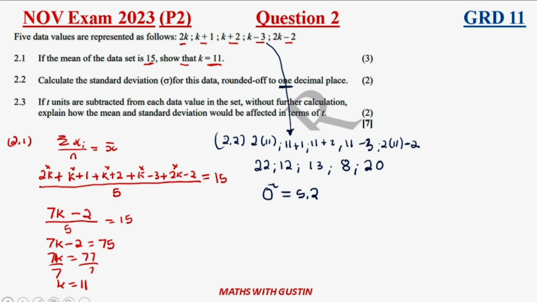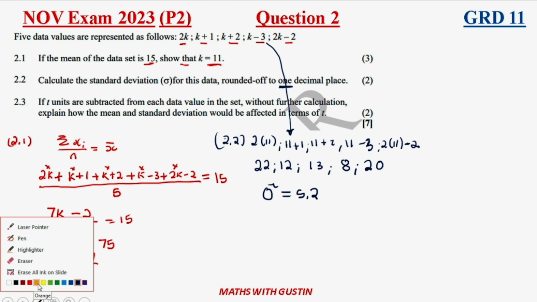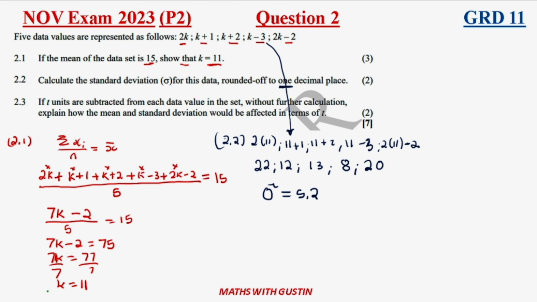All right, great stuff. So now let's move on to 2.3. Let's read the question first. It says: if T units are subtracted from each data value in the set without further calculation, explain how the mean and how the standard deviation would be affected in terms of T.